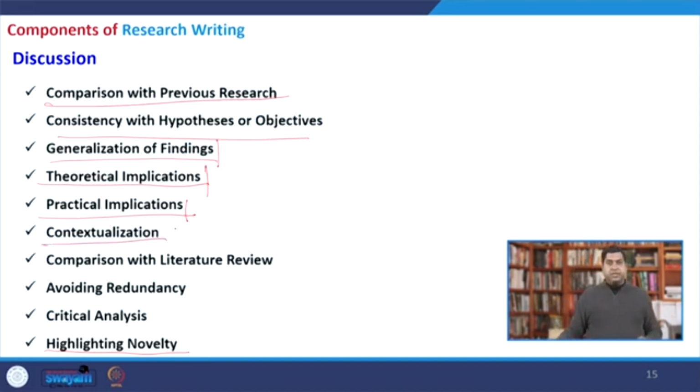Then contextualization is also very important: in what context you have started this write-up and then how you are contributing to that. Comparison with the literature review, the findings, the past results. Avoiding redundancy: you just don't duplicate things, that in order to write the discussion you again take some portion of the result and write it again. And write critical analysis: if it is high, if it is low, why, and what is the possible reason for it, that you write.